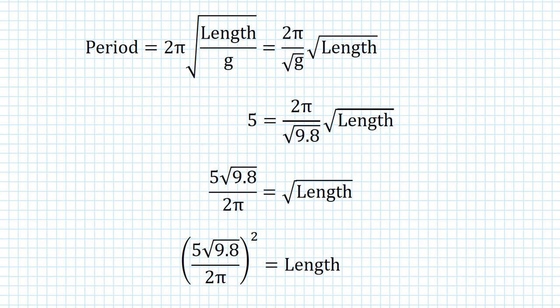And I don't want the square root of the length, I'm trying to find the length. So I'm going to square both sides to get rid of the square root, and that's the equation I have here.